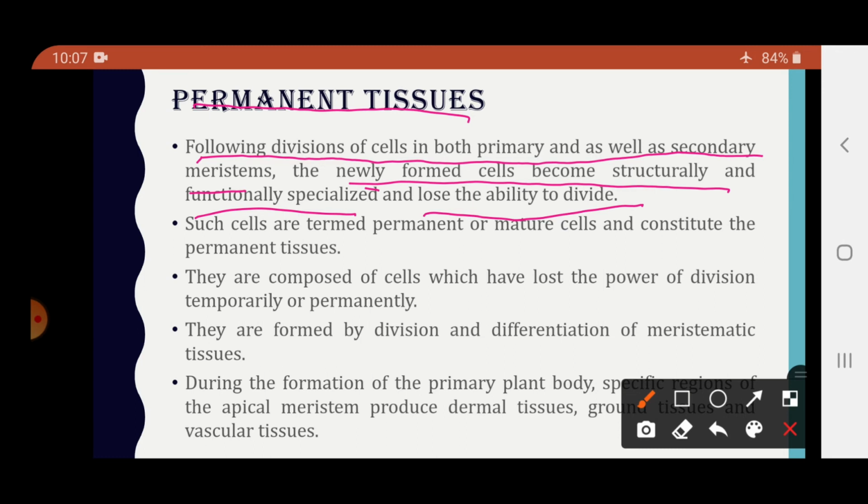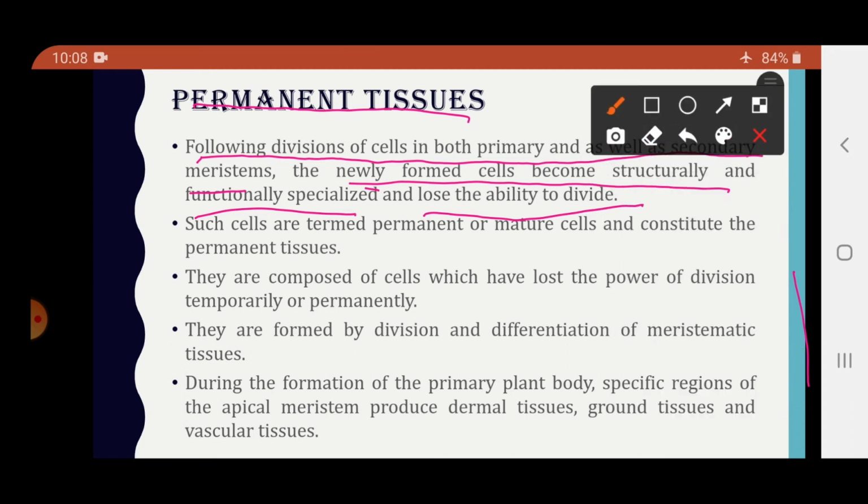By the activity of the primary as well as the secondary meristem, what happens? जो नए cells बनते हैं, these new cells get associated with certain structures and functions and they lose the capacity to divide. So basically क्या होता है, जो primary meristem और secondary meristem के cells होते हैं वो क्या हो जाते हैं, differentiate हो जाते हैं. Differentiate यानी they get associated with structure and function. So such cells are termed as the permanent and mature cells और ये permanent और mature cells क्या बनाते हैं, permanent tissues. They are composed of the cells which have lost the power of division temporarily or permanently.